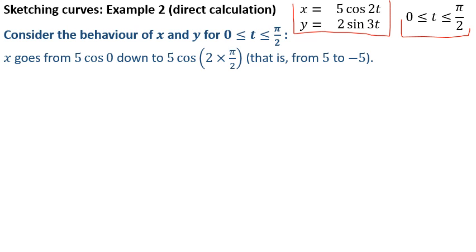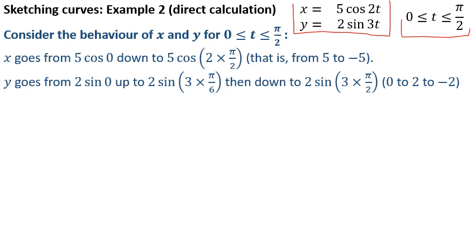So now we know what x is doing. We start 5 to the right of the origin, and we end up 5 to the left of the origin. Somehow we're moving, not at a constant rate, but following the motion of a cos graph from 5 to minus 5. In the y direction, things are a little more complicated.